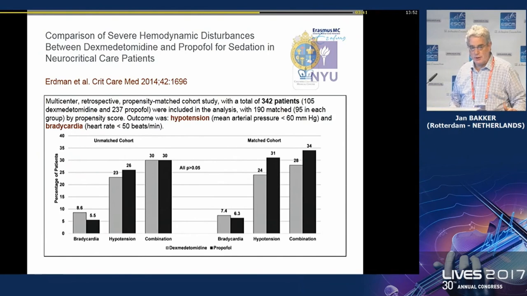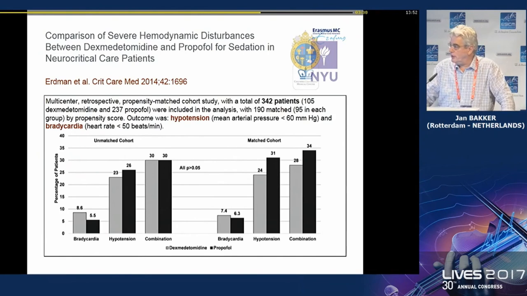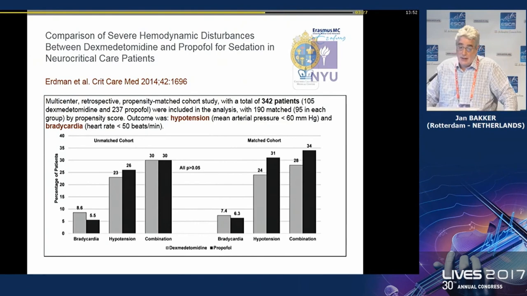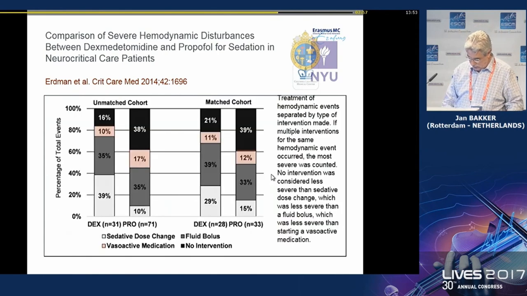It was already discussed a little bit, the use of dexmedetomidine, medetomidine or propofol in neurocritical care patients. As the previous speaker on Dex already told you, it has side effects, and the side effects relate to blood pressure. You can have decreases in blood pressure, and as you can see in this matched cohort, the incidence of bradycardia is not that great. I mean, it's about 7 to 10%, and not different. There is somewhat more hypotension, and somewhat more of a combination of bradycardia and hypotension in the propofol group, but it's not really significant.